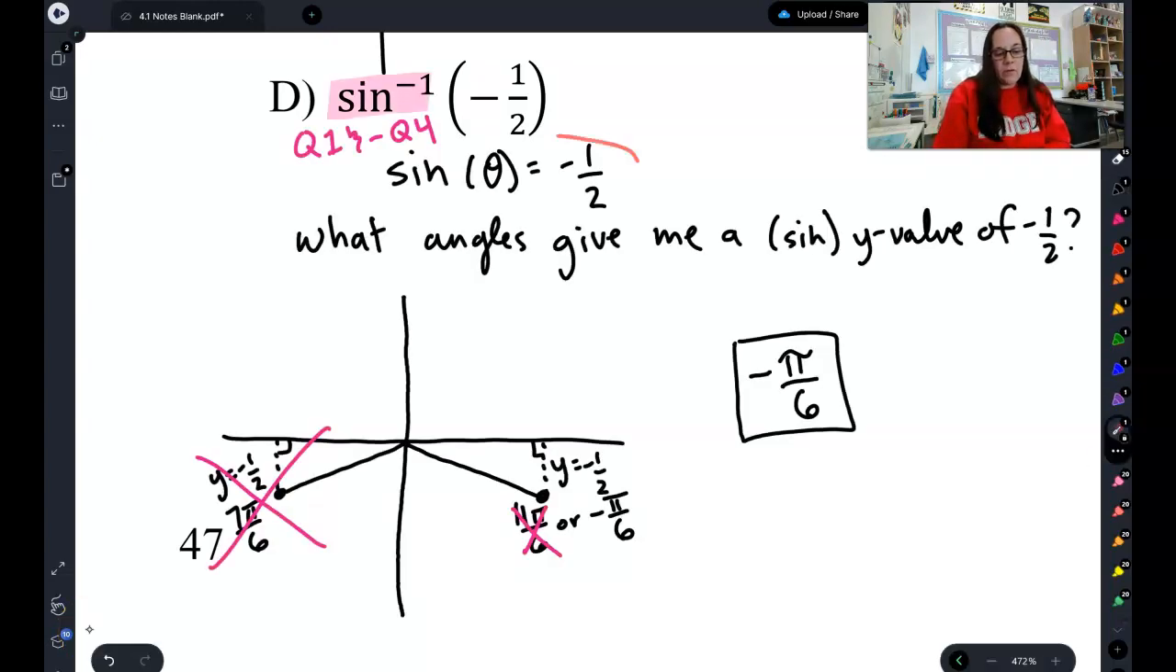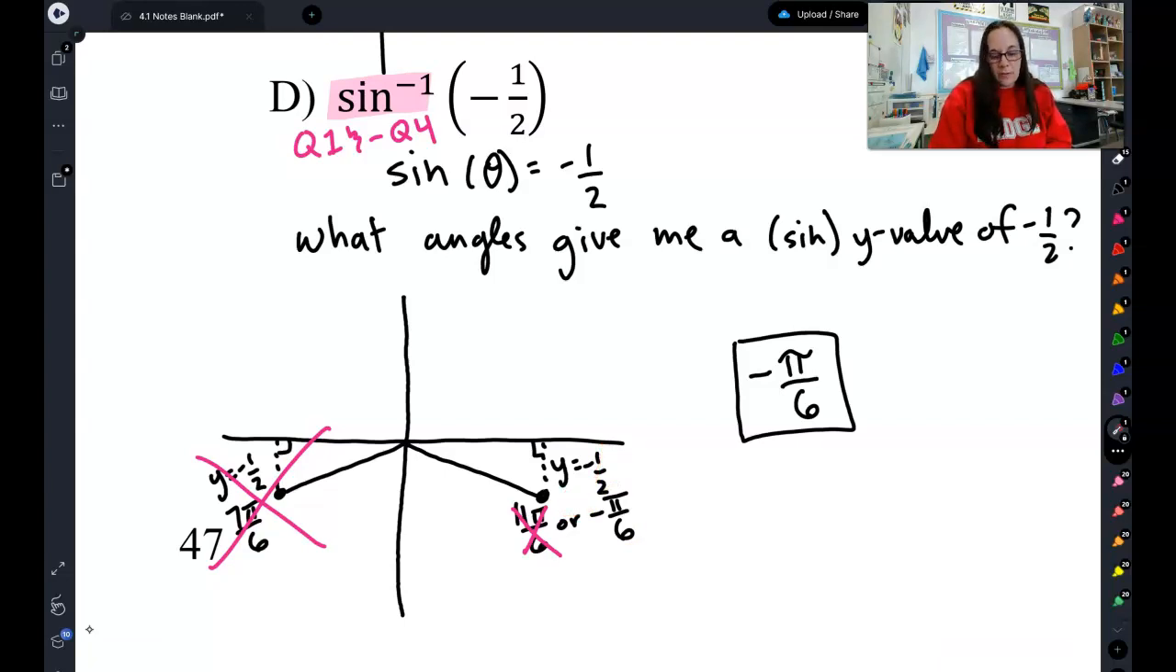So we are looking for what angles give me a sine, or y value, of negative 1/2. This triangle has a y value of negative 1/2. This triangle also has a y value of negative 1/2. This is at 7 pi 6, and this one is at 11 pi 6. Or, remember, we could also think of this as negative pi 6, negative going in the clockwise direction, pi 6.